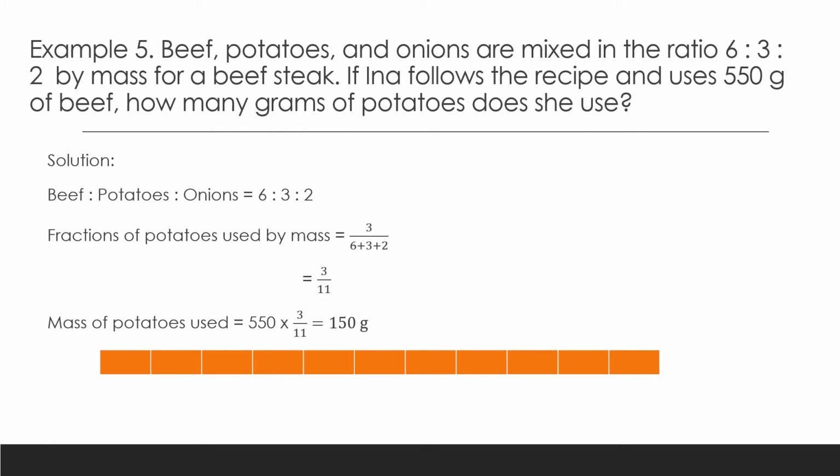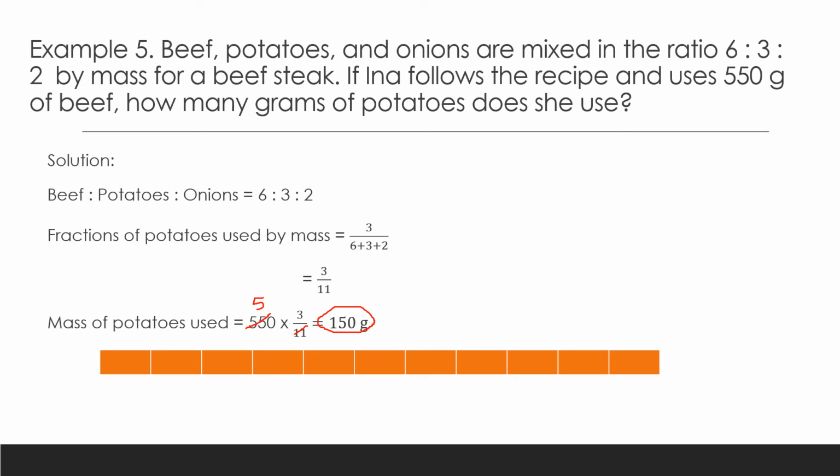So we can cancel this. Now, paano nangyari yon? So, 55 divided by 11 is 5. Okay? 5 times 3 is 15. Then just add the 0. That's why we got 150 grams. No? Okay?